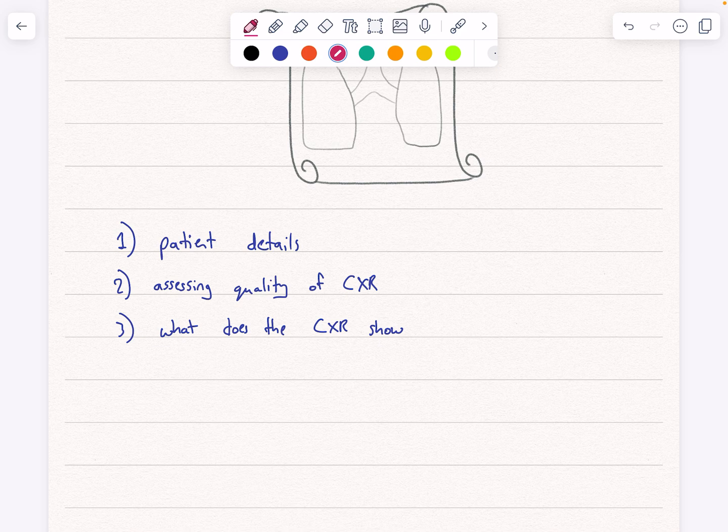So you'll basically do that for any kind of imaging, any kind of blood interpretation station in an OSCE, anytime in the hospital as well. So main things are the patient name, date of birth, hospital number, if there's any previous imaging, and then the date and time that the actual, in this situation, chest x-ray is taken.